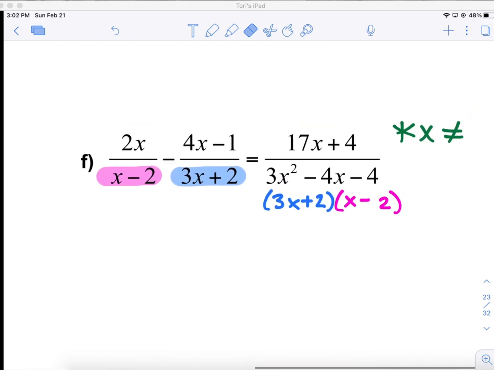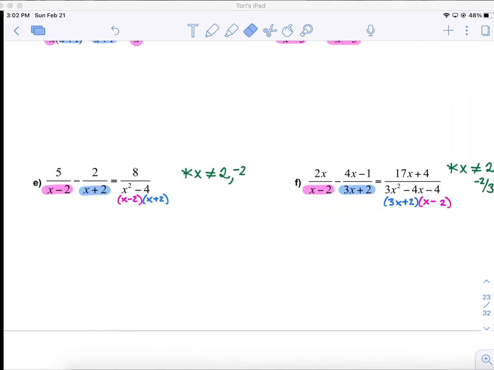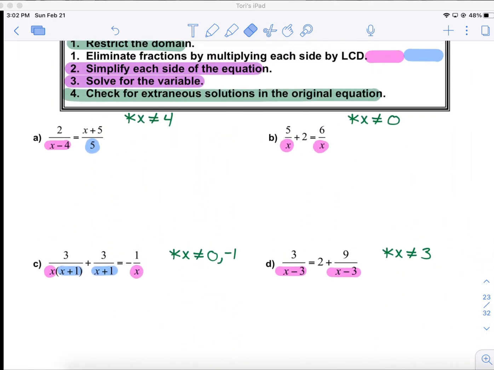All right, last one over here. I can't make the pink 0. Pink would be 0 if x was 2. And I also can't let blue be 0. Remember, we make that a fraction, so -2 over 3. Both of those are not allowed for my x answers. Okay? All right, let's go ahead and start looking at the next step.